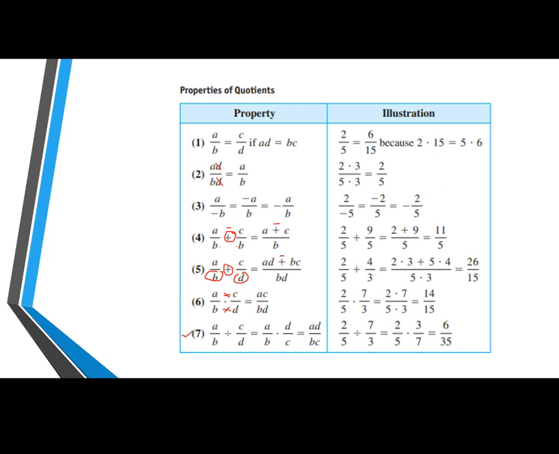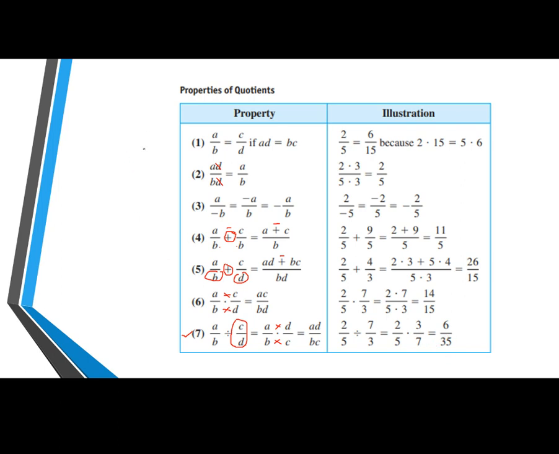And the last property of quotient is the division. A over B divided by C over D is equal to A over B times... it becomes multiplication. Then the second fraction we invert, so it becomes D over C. Then proceed to multiplication, times the numerators, times the denominators. So illustration: 2/5 divided by 7/3 is equal to 2/5 times 3/7, which is equal to 6 over 35.